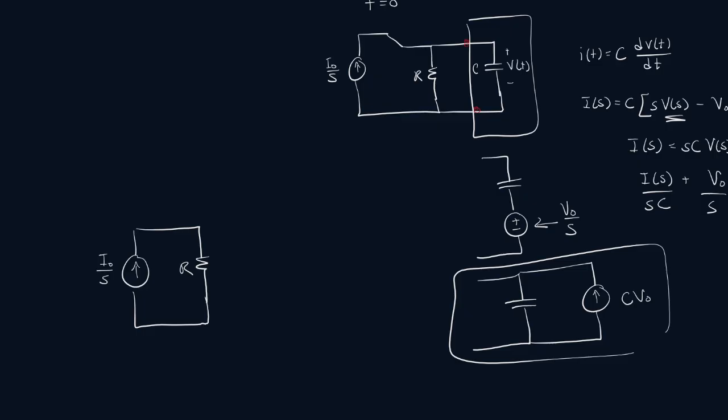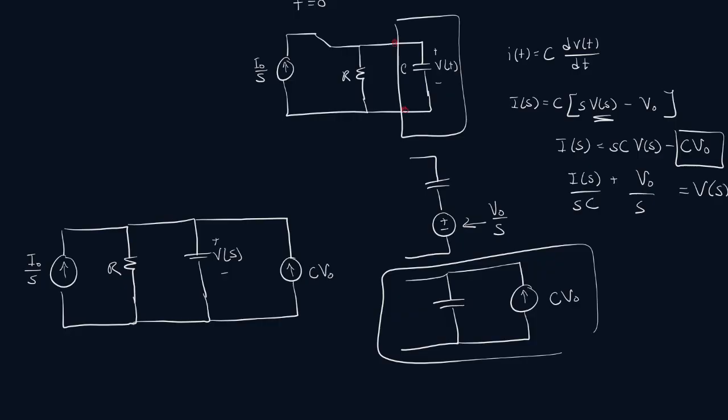So this is R. Then we have our capacitor with voltage V of s. Okay, it's not a v of t because we're Laplacing everything. Then we have a current source here of C V0, and then the capacitance here. The Laplace of the capacitance is 1 over sC.